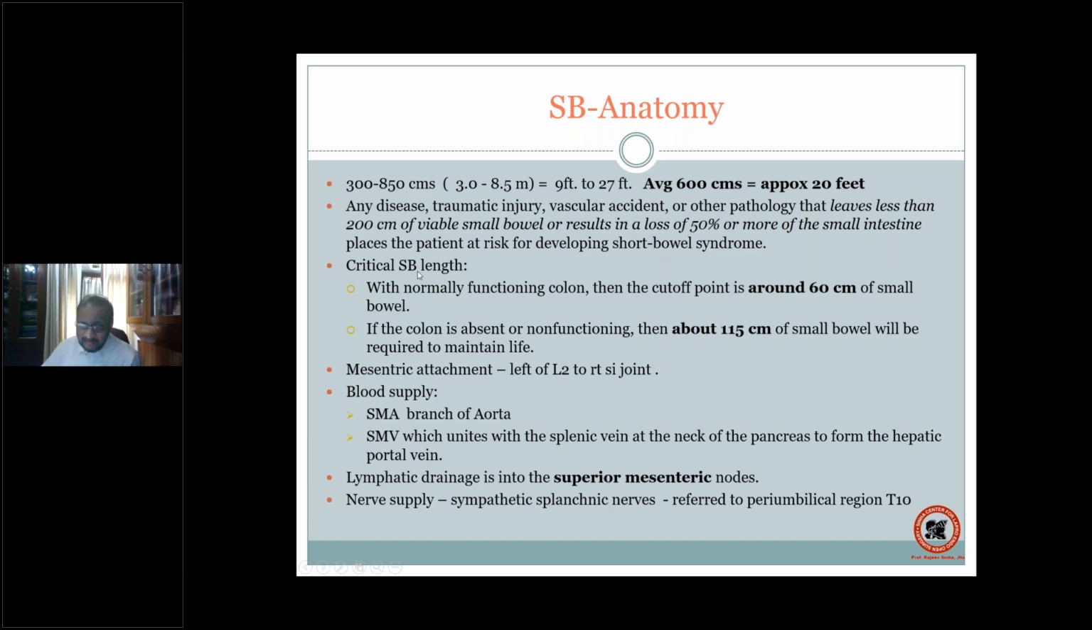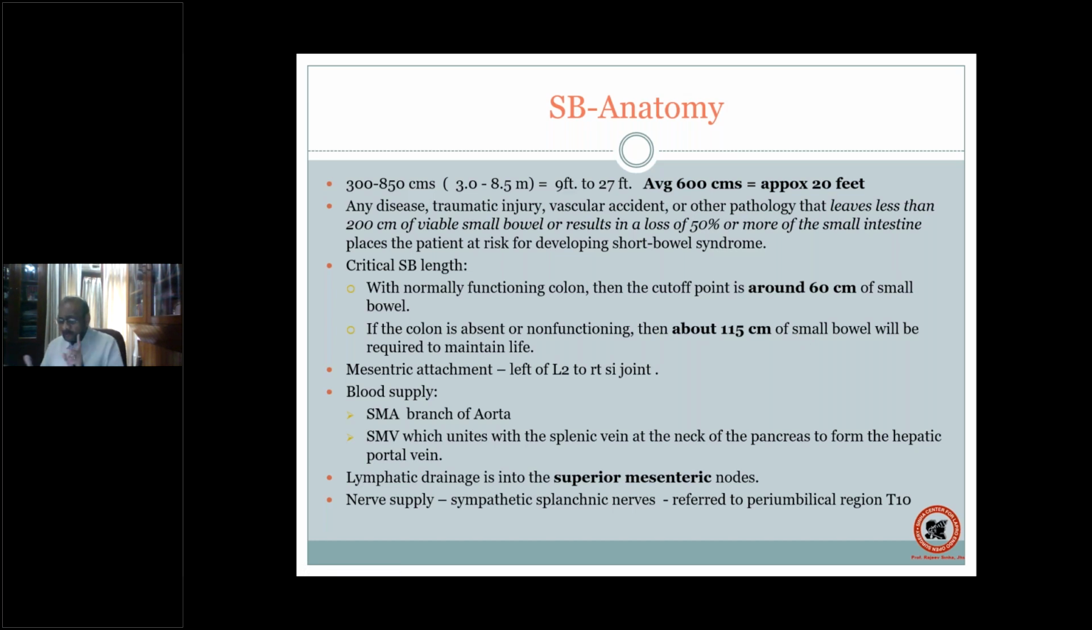What is the critical small bowel limit? Critical basically would mean what is compatible with life. If you have a normal functioning colon, then the cutoff point is around 60 centimeters of small bowel. That means from 6 meters, if only 1/10 of the bowel is remaining behind, but you have a normal functioning colon, you can still live. You will require a lot of supplementation, but you can live. But if the colon is absent or non-functioning, then you require at least 120, that is double of 60, roughly 120 centimeters of small bowel to maintain life.